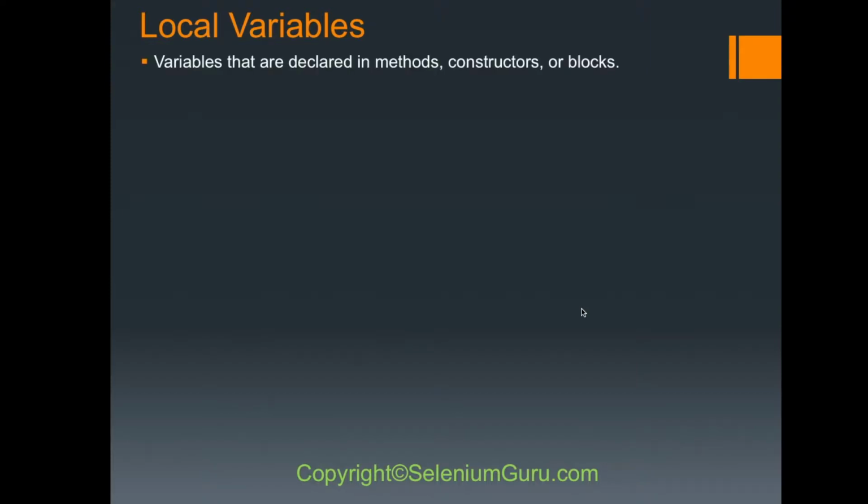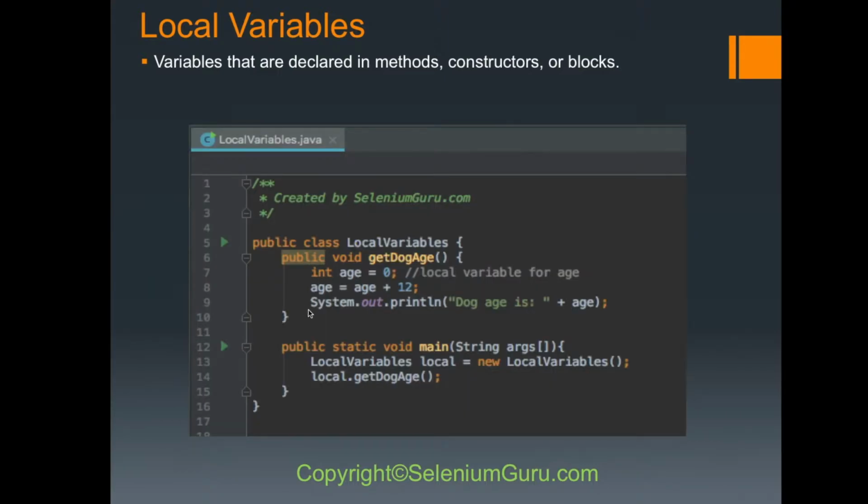Let's talk about the local variables. So what are local variables? Local variables are declared in methods, constructors, or blocks. To give you an example, I've got this class called local variables, and I've got this method here, right? You can see it's an instance method because it does not have a static in here. Public void get dog age. So you want to get the age of the dog, right? So I've created this instance method called get dog age.